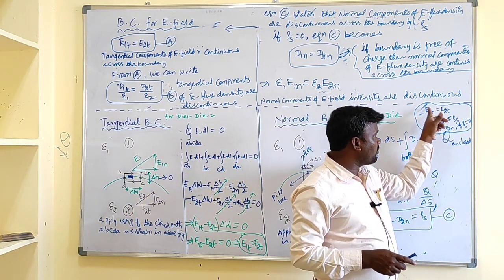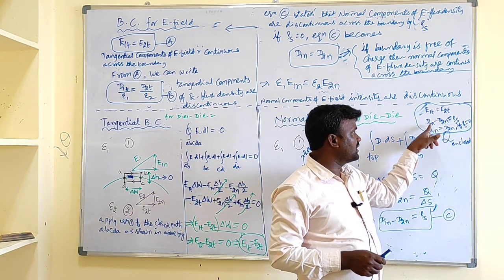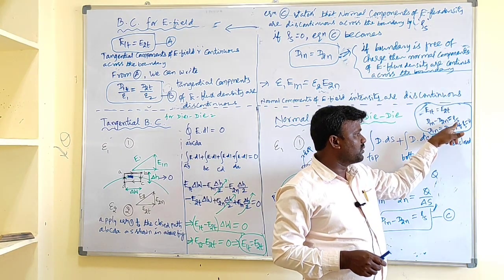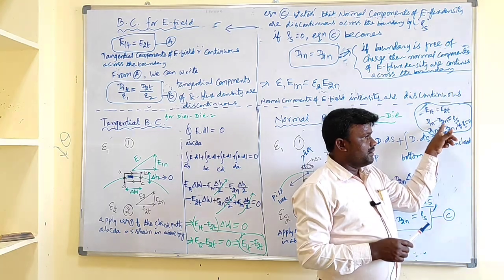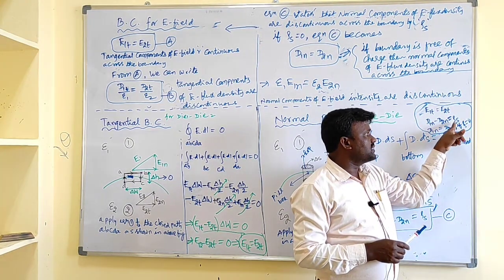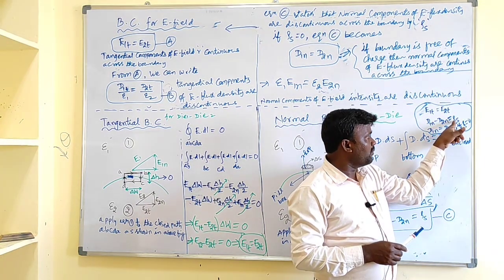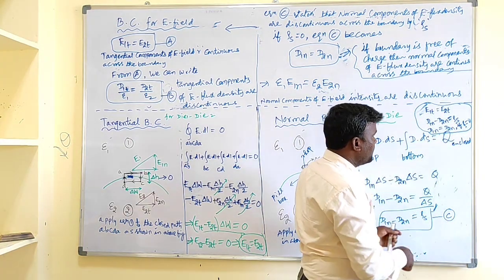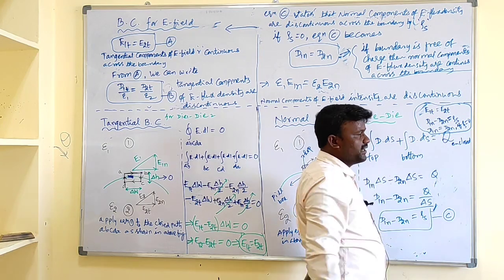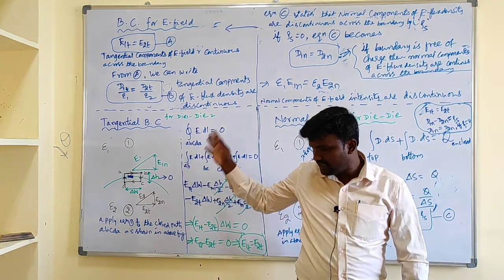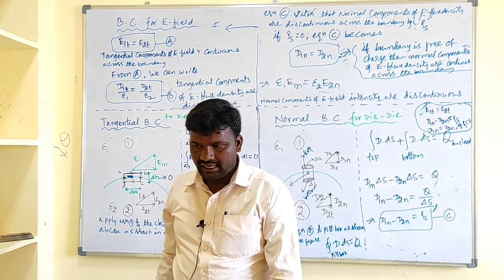And we derived the normal boundary condition for the electric flux density, which is D1n minus D2n equal to rho s. That means the normal components of electric flux density are discontinuous by an amount rho s. If the boundary is free of charge, that means rho s equal to 0, then D1n equal to D2n. These are the electric field boundary conditions.